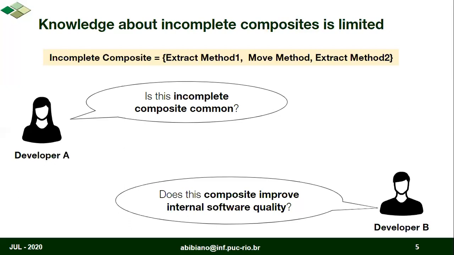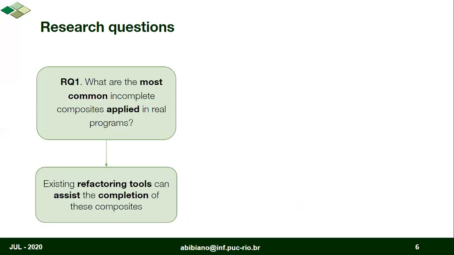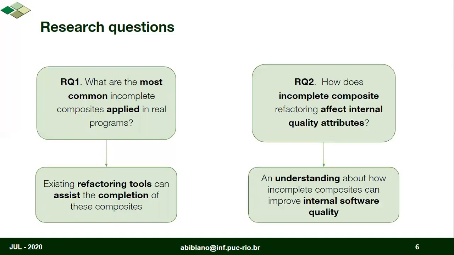Based on that limitation, we proposed our study goal with two research questions. The first research question is: what are the most common incomplete composites applied in real programs? The answer to this question can help existing refactoring tools assist the completion of these composites. The other question is: how do incomplete composite refactorings affect internal quality attributes? The answer to this question can help us understand how incomplete composites can improve internal software quality.